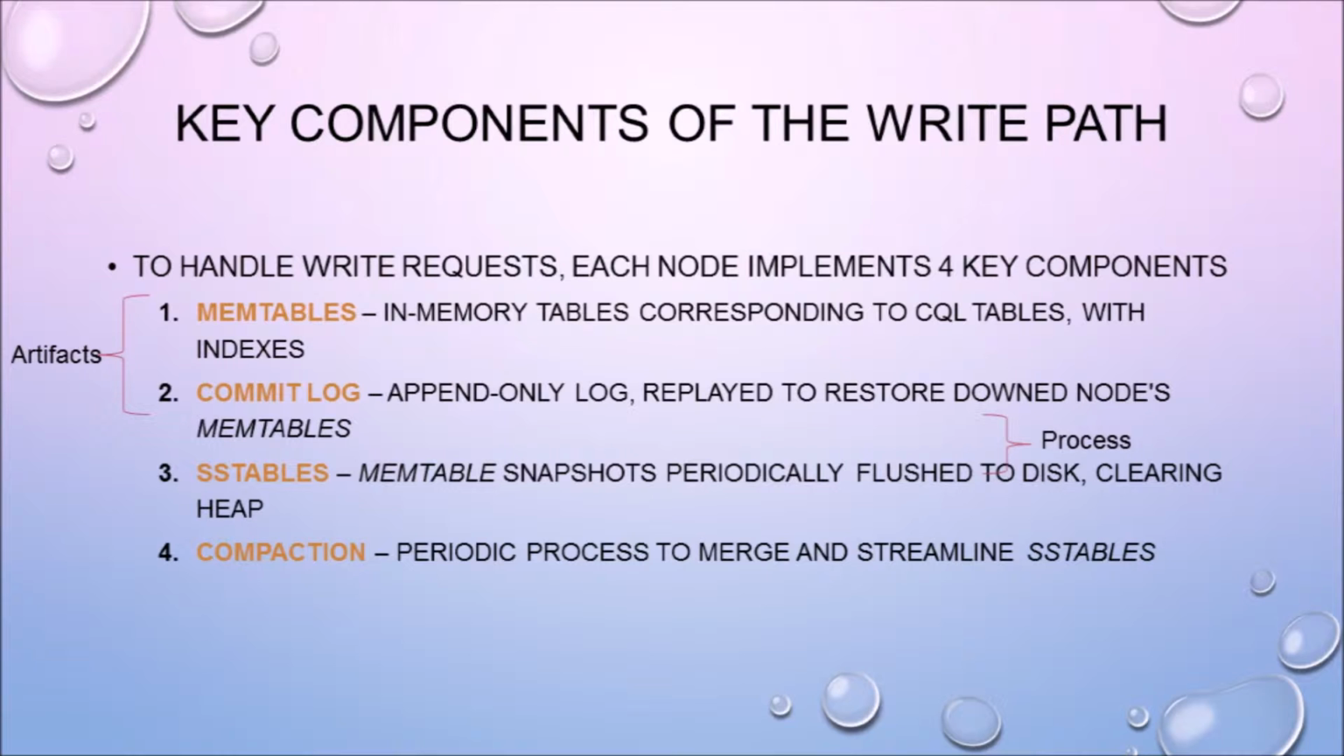And then comes the compaction. The first three are artifacts, so they're actually things, and the last one is a process. Compaction is a process where you have SS tables which are flushed to disk from time to time, and then you merge all these SS tables, just like a Windows defragmentation, if you want to think about it. But it's a bit more than that.